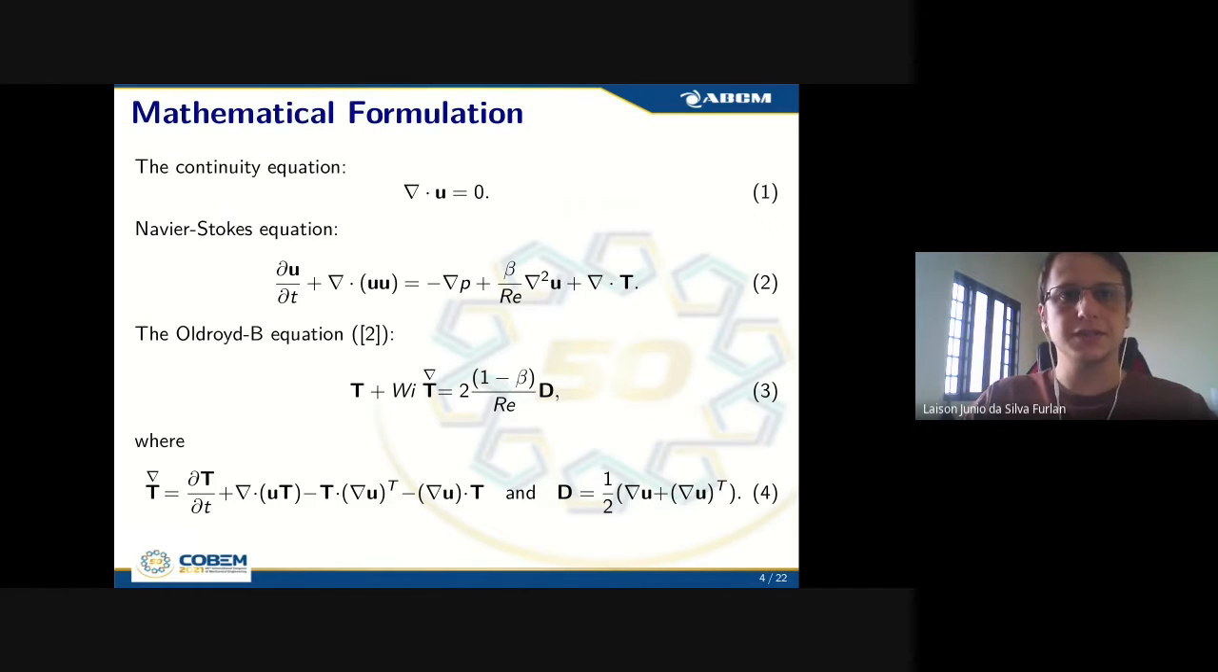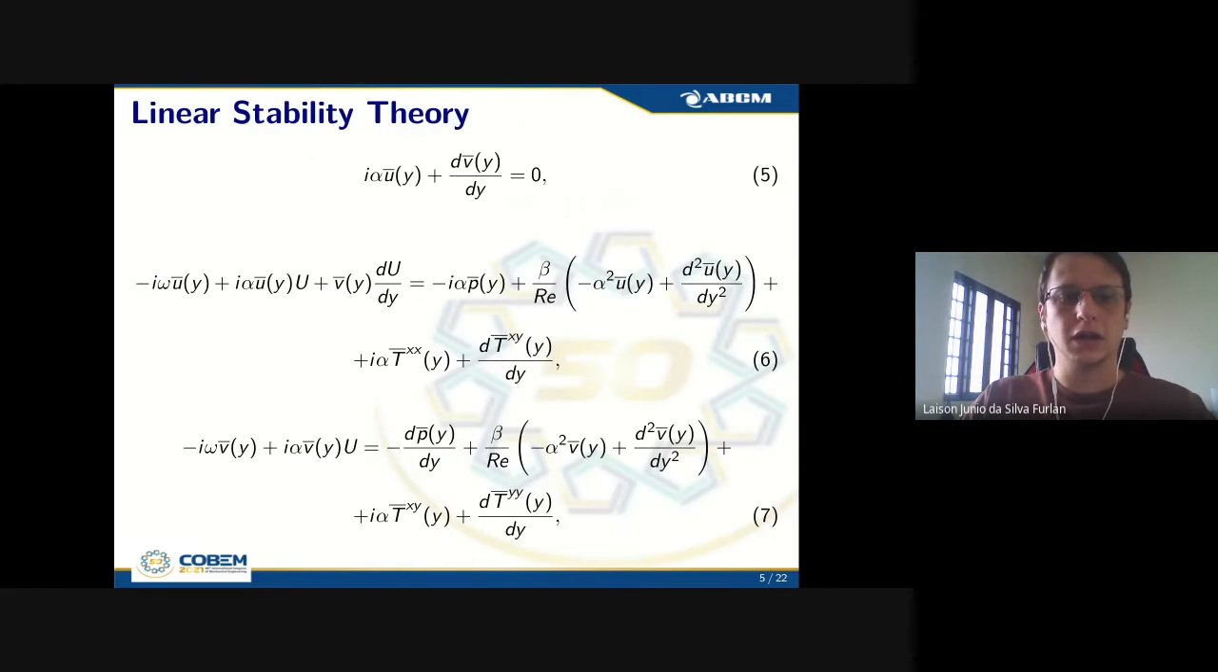The equations needed to make the stability analysis are the continuity equation, the Navier-Stokes equation, and the equation for the constitutive model. In this work was used the Oldroyd-B model. The stability analysis is carried out by means of linear stability theory. So to use this theory, this formulation is needed to make the algebraic manipulations on the equation system.